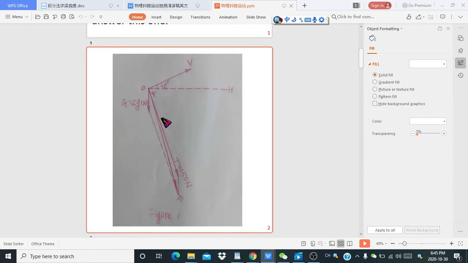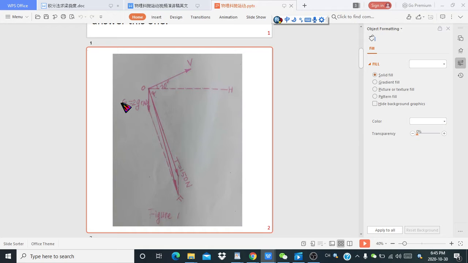The rock's weight is G. G is 2G newtons. G is acceleration of gravity.